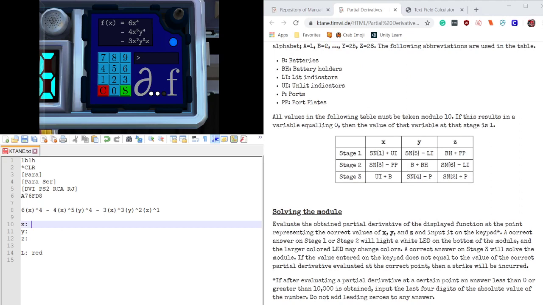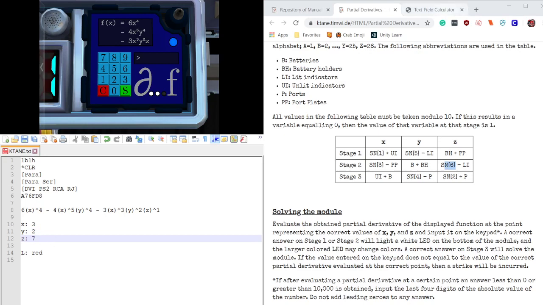So our stage 2 x value is the third character of the serial, which is 6, minus the number of port plates, which is 3. 6 minus 3 is 3. The y value is the number of batteries, 1, plus the number of battery holders, 1, which is 2. And the sixth character of the serial, 8, minus the number of indicators, 1, is 7.